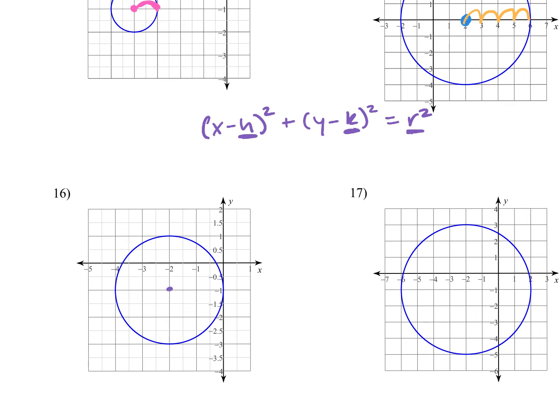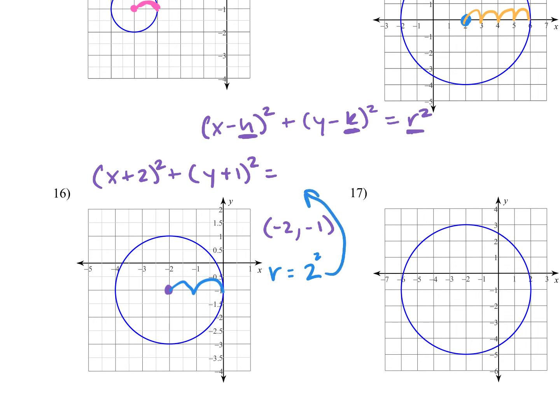So for number 16, what's my center? -2, -1. So when I plug that into my equation, it'll be x, what comes next? Plus 2, because we changed the sign. Plus y, what comes next? Plus 1 squared is equal to, well, let's see, what's our radius? We go 1, 2. So our radius is 2. So when we plug it into the equation, we square it. So what's 2 squared? Awesome.